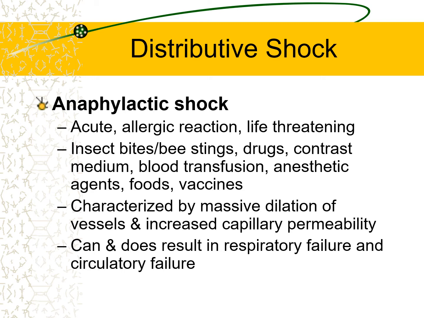Okay, we're going to begin with our first type of distributive shock, and in this presentation, it is anaphylactic shock. And you probably are familiar with part of this because we all know about allergic reactions. But anaphylactic shock is an acute allergic reaction. It is life-threatening, and many different things can trigger anaphylactic reaction, including insect bites, bee stings, various medications.